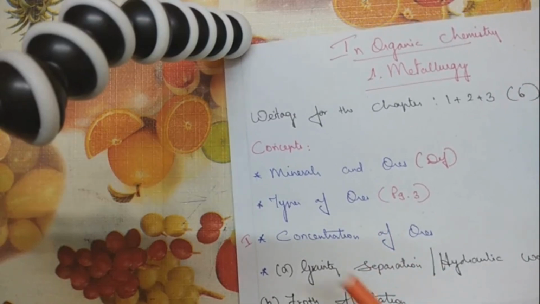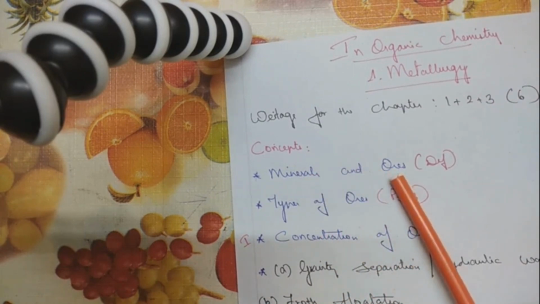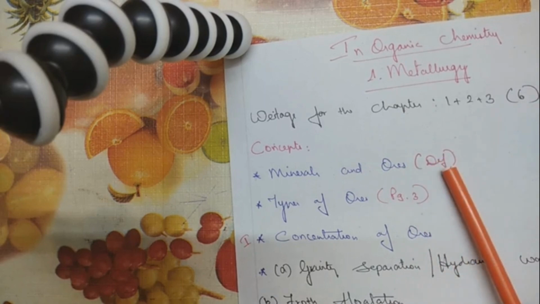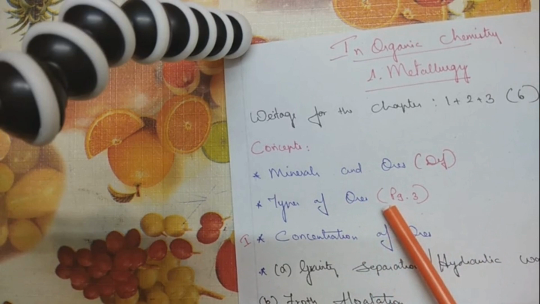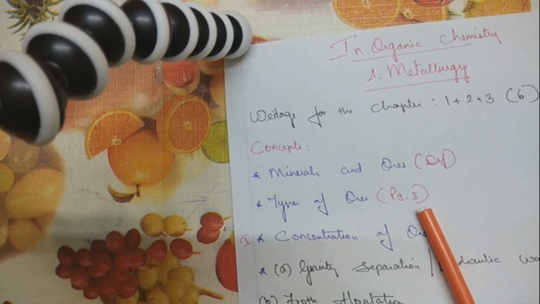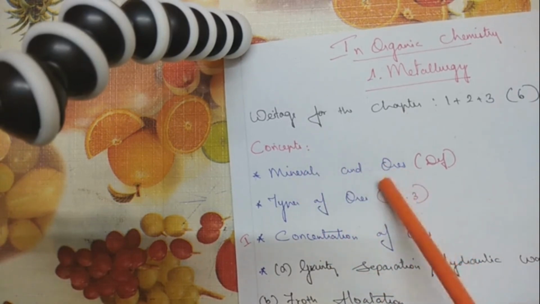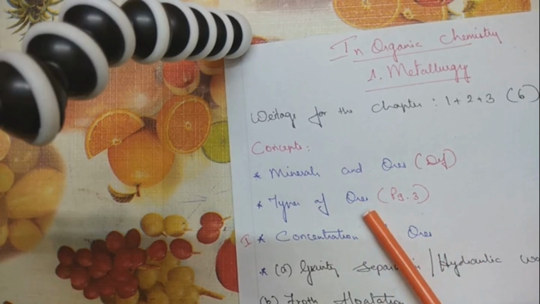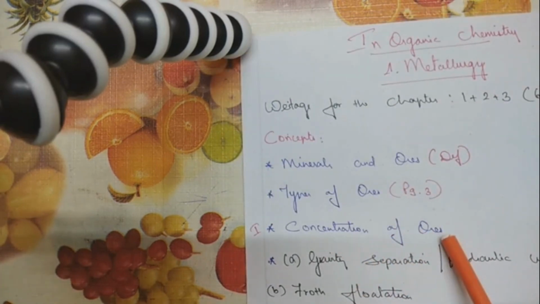learning under this chapter. The first one: what is a mineral and an ore, and how to distinguish between the two. The second concept will be types of ores, about which I will not go into detail. I request you all to refer to page number 3 in your volume 1 textbook. And after knowing what a mineral and ore are, how to distinguish between the two, and knowing the types, we move on to the topic called concentration of ore.